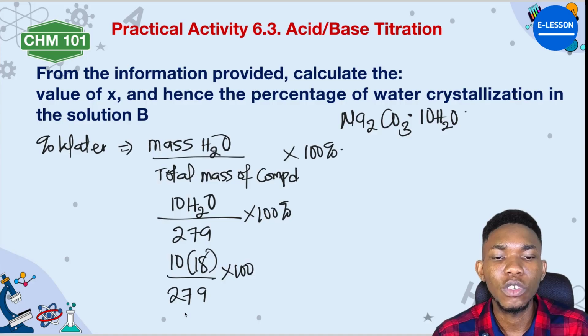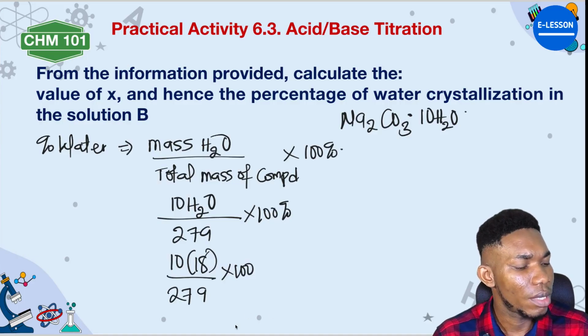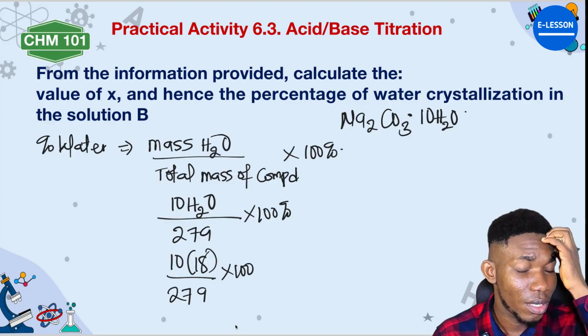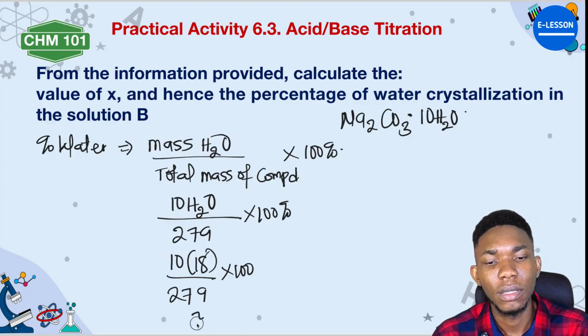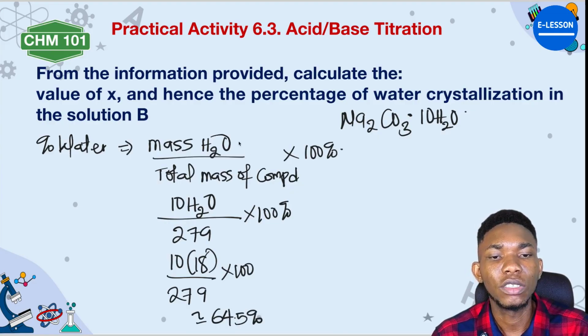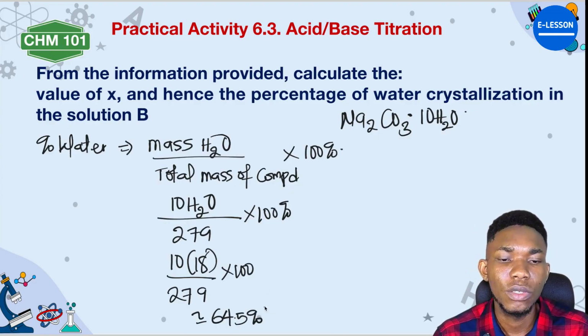10 times 18 will give us 180 divided by 279. So 180 divided by 279 is 0.645, times 100 will give us 64.5. So this gives us 64.5%. Because you are talking about mass over mass, you say 64.5% weight by weight.